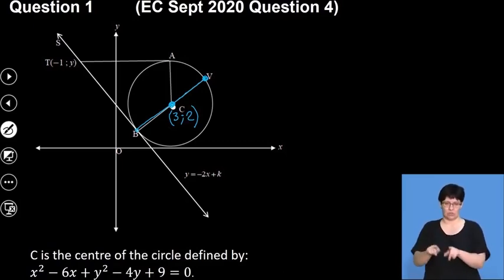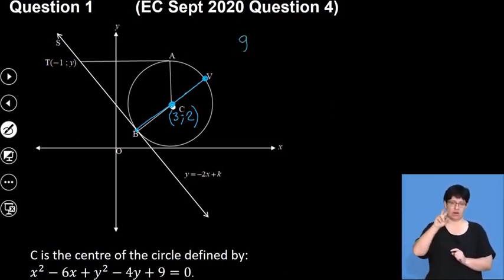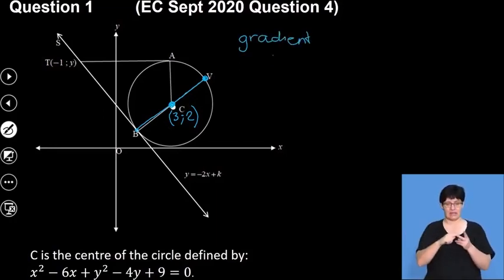Okay, so to find the equation of that line, we need two things. We need the gradient of the line, and we need the coordinates of a point on the line.